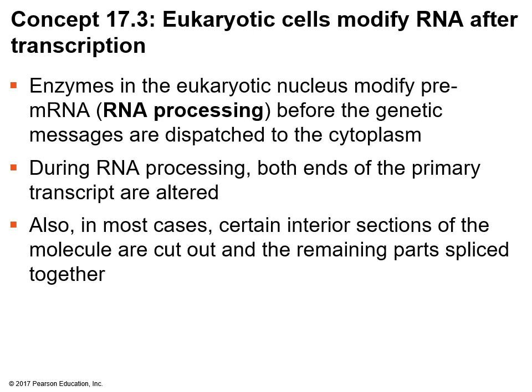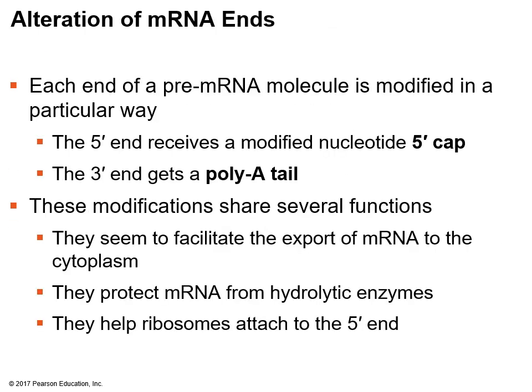During RNA processing, both ends of the primary transcripts are altered. Also, in most cases, certain interior sections of the molecule are cut out and the remaining parts are spliced together. Spliced, in this case, means glued together. So let's take a look at the first alteration or processing that we see during RNA processing. This is the addition of a 5' cap and a poly A tail.